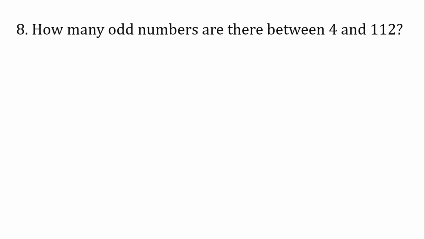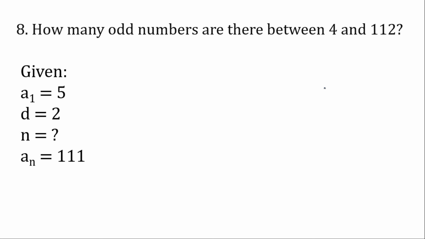Number 8. How many odd numbers between 4 and 112? Now, since it is an odd number, it is in multiples of 2. So our common difference here is 2. Now, how many odd numbers? We will count all the odd numbers between 4 and 112. Now, what is the odd number that is next to 4? That is 5. So this will be our a sub 1. 112 is not an odd number, so maybe the number before 112 is our a sub n. That is 111. So we have now our given a sub 1 is 5, common difference is 2, and last term is 111. We don't have a value for n.